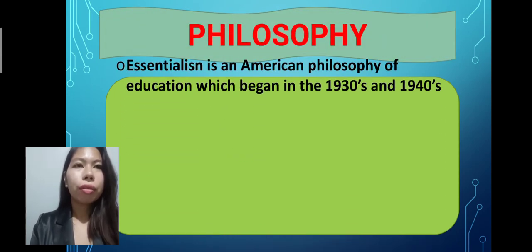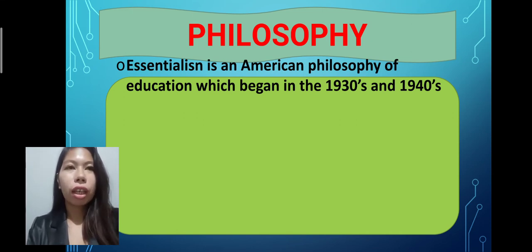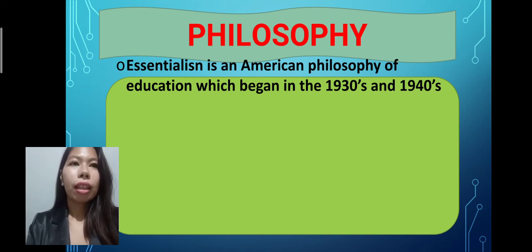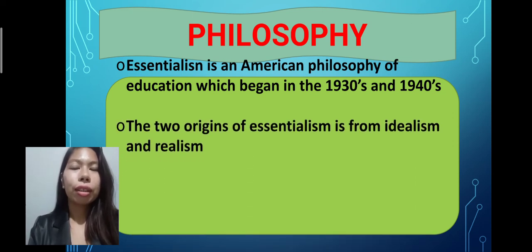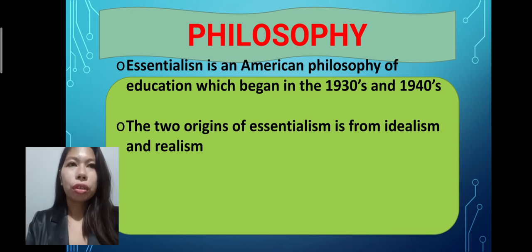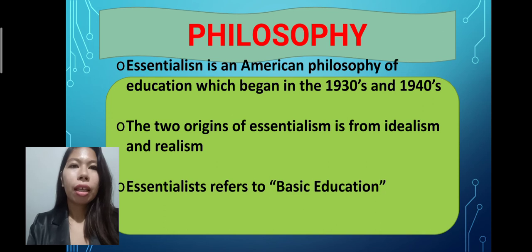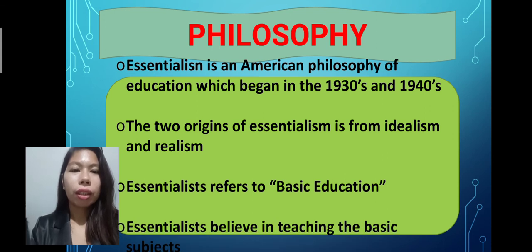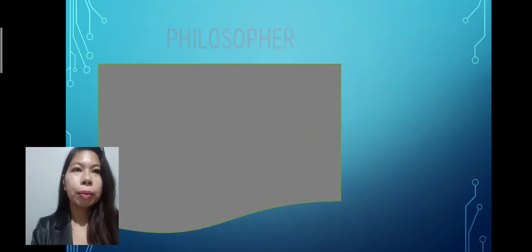So the philosophy of essentialism is an American philosophy of education which began in the 1930s and 1940s. The two origins of essentialism are idealism and realism. And essentialism refers to basic education. Essentialists believe in teaching the basic subjects.